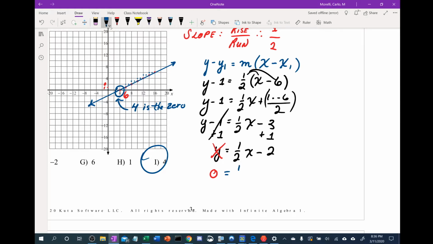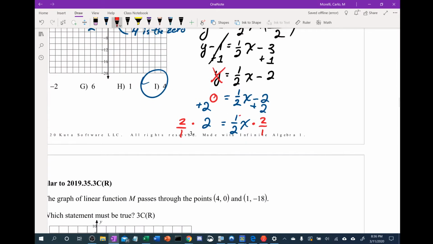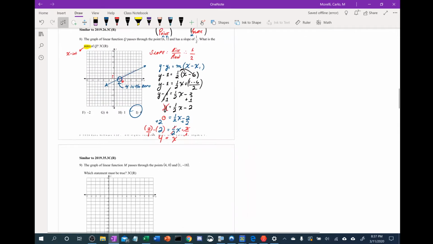Say 0 now equals 1/2 x minus 2. Add 2 to both sides, and we have 2 equals 1/2 x. Well, you just multiply by the reciprocal, which is 2 over 1, and that cancels out everything here. You're left with x by itself on the right, equals 2 times 2, which is 4. And that's another way to arrive at x equals 4. Either way, you're going to get the same answer, just one of them involves a lot more math.